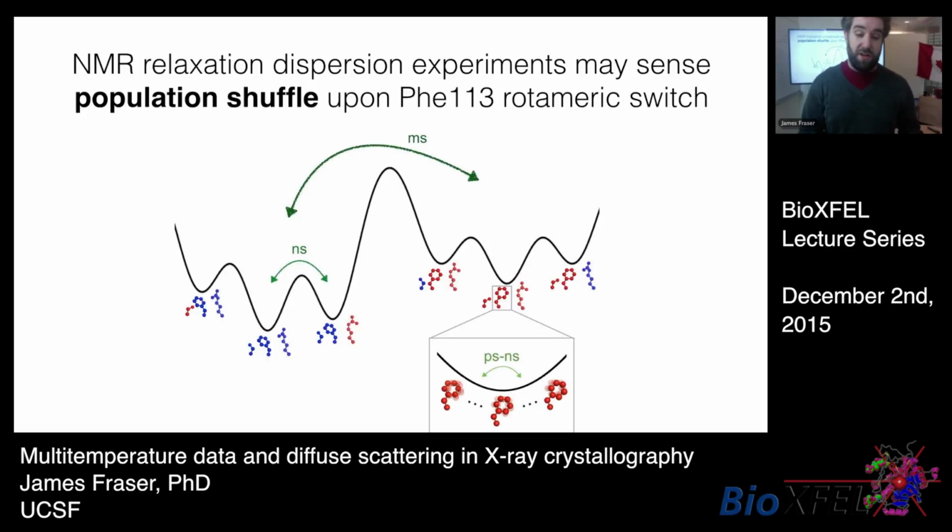But we think that that's the transition of that key phenylalanine residue in the middle of this dynamic network. But there are also many more complicated jumps between different sidechain conformations that we think are occurring on much faster timescales. And so this type of mechanism is called a population shuffle, where the conformation of one residue, for example Phe113, is biasing the relative populations of the surrounding residues, which are then exchanging on much faster timescales.